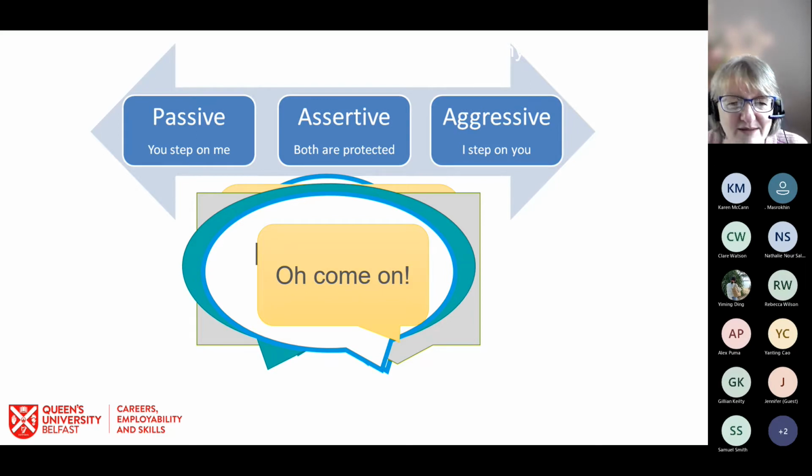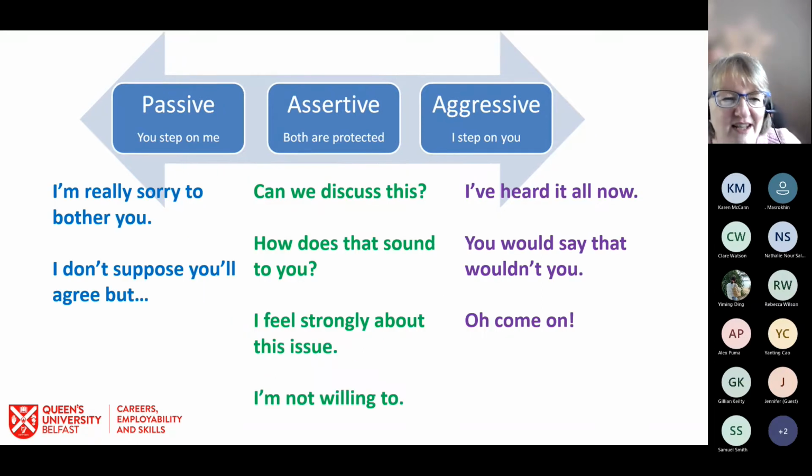I'd be putting that one at more aggressive, actually. Here's a summary of it. So the passive ones there, and I'm not sure that I've included all of them on there. But the passive ones that I've got there: I'm really sorry to bother you. I don't suppose you'll agree, but.